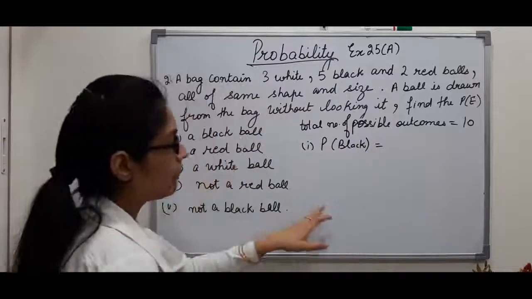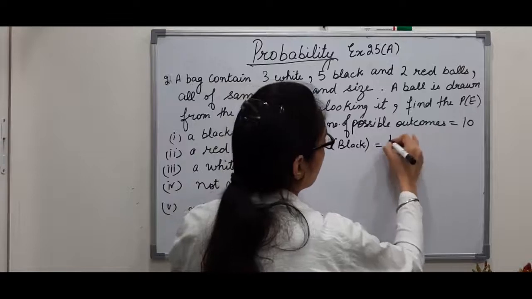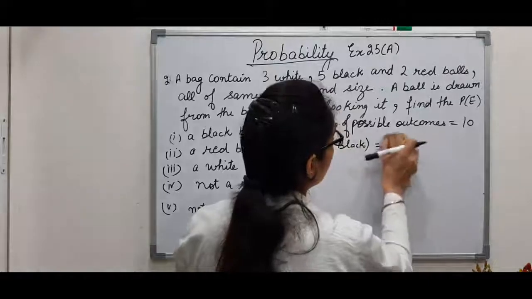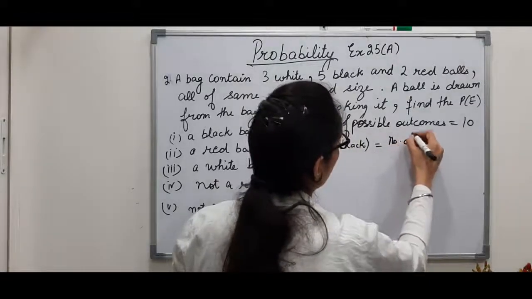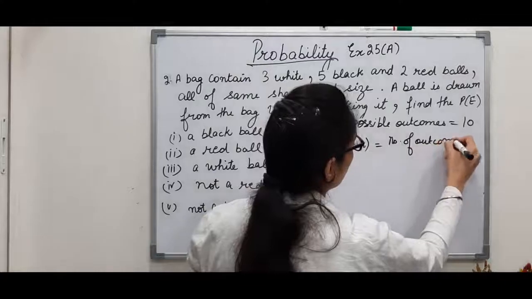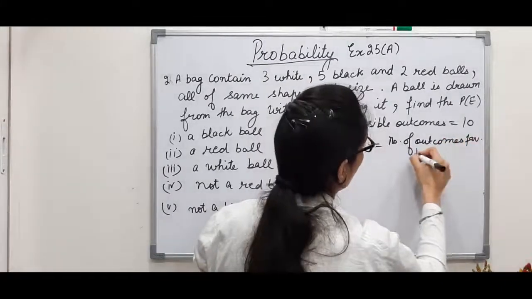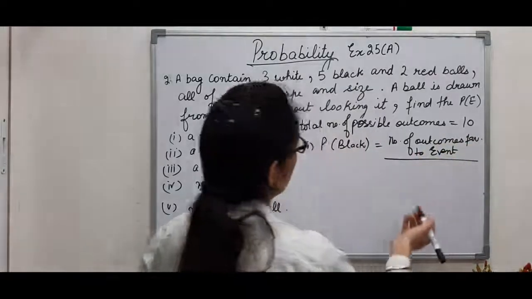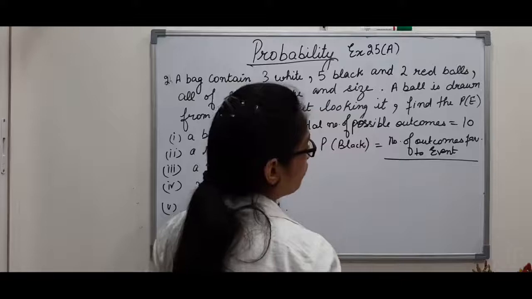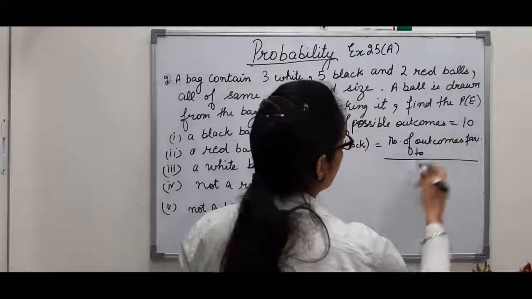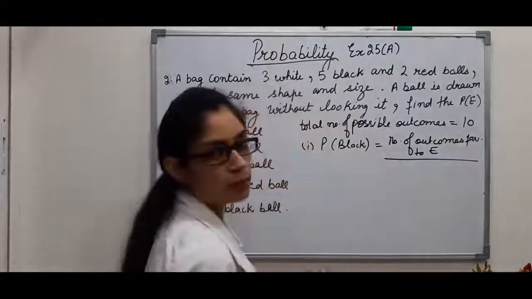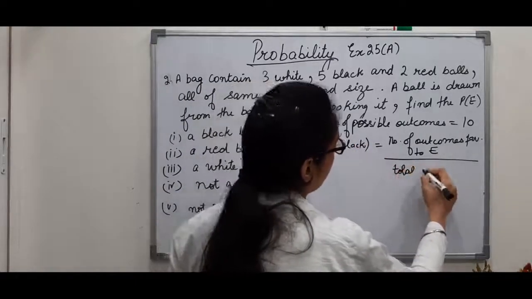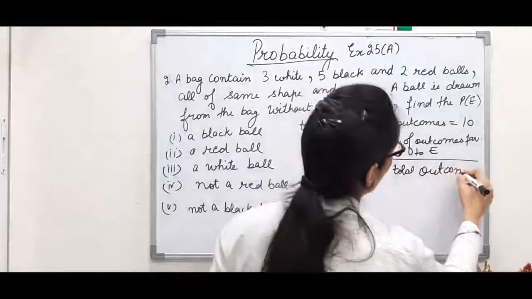So the formula is the same: total number of outcomes, and number of outcomes favorable to E. E means our event or experiment, because this is the total experiment. Event we will not say, only E. E is for experiment. Now total outcomes, I will write in short to save some time.